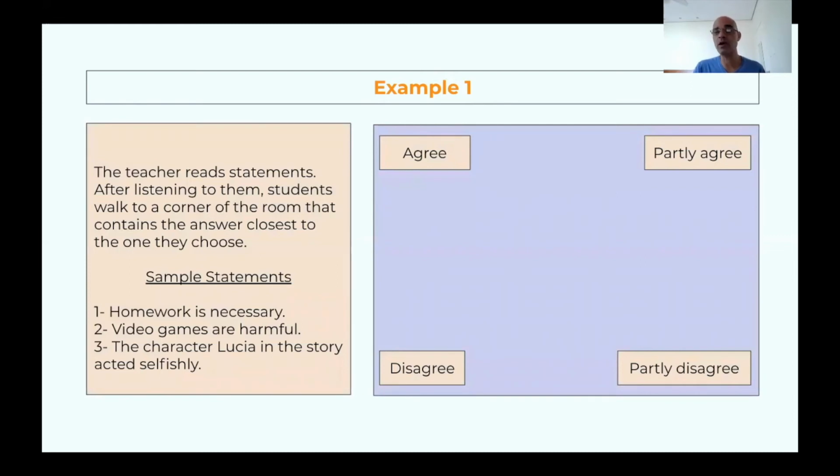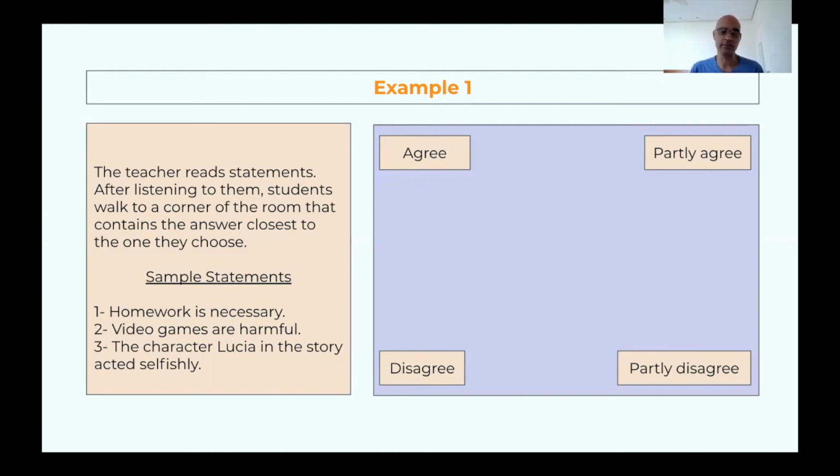You don't have to ask all the students, but you can ask different students at a time, maybe 2 from each corner, to elaborate on why they agree, why they partly disagree, why they disagree, why they partly agree, and so on. And at each new rotation, with each new question, you'll be asking different students to elaborate so that everyone has a chance to participate.